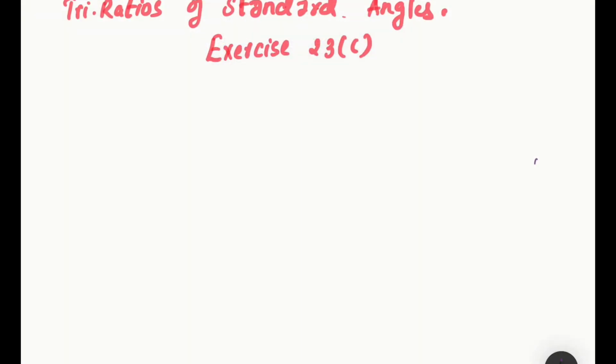Hi students, today let us start with exercise 23C, that is chapter 23, trigonometric ratios of standard angles. So let me do the first question from exercise 23C. Solve the following equation for A if. So let me go to the first sub question.